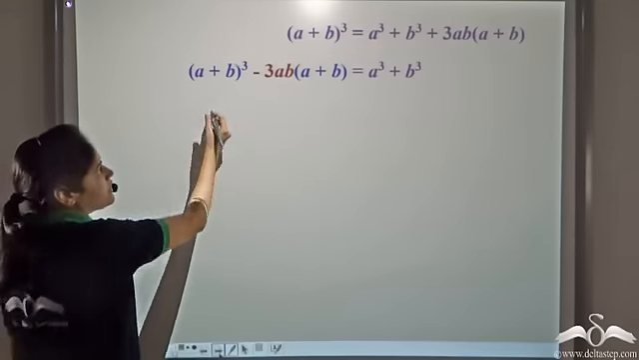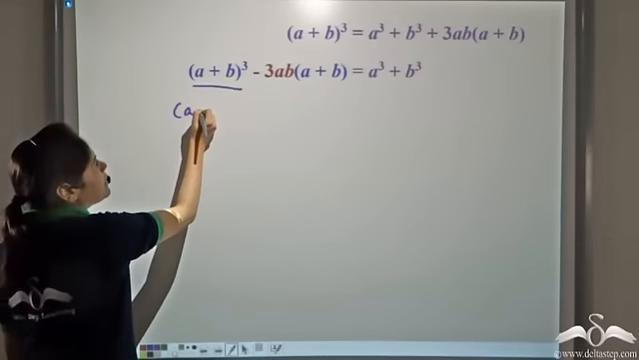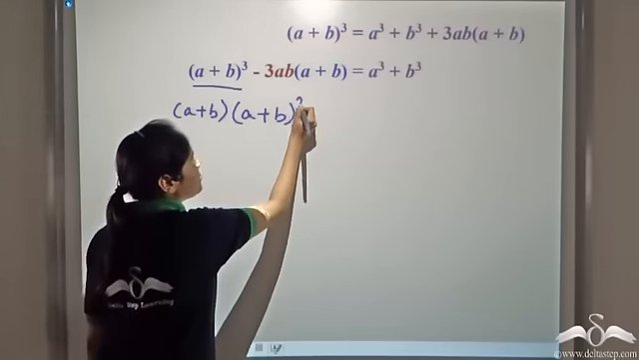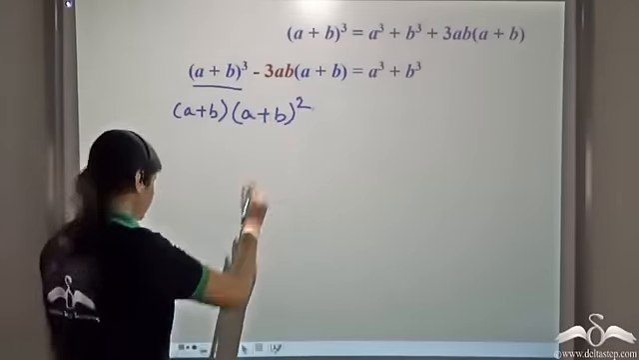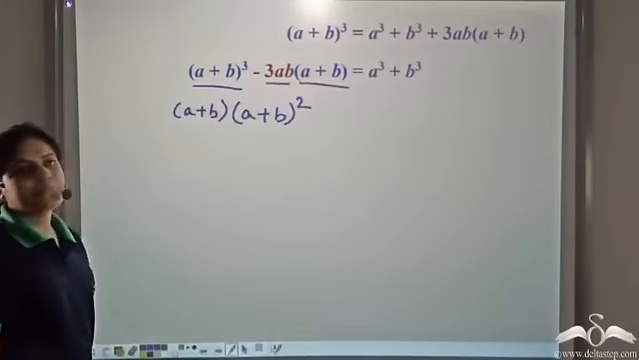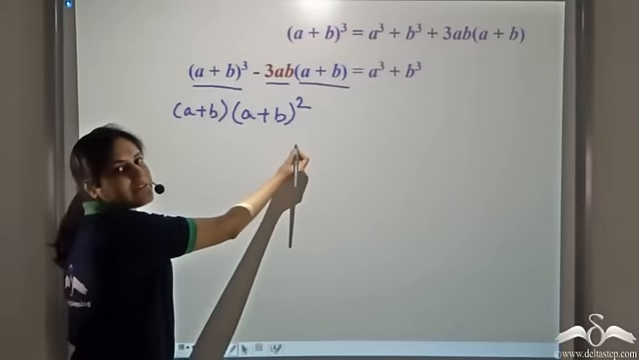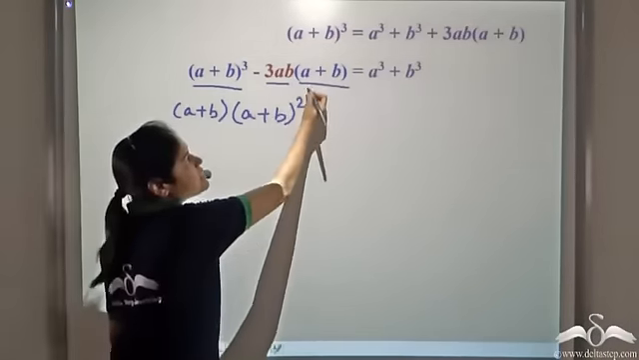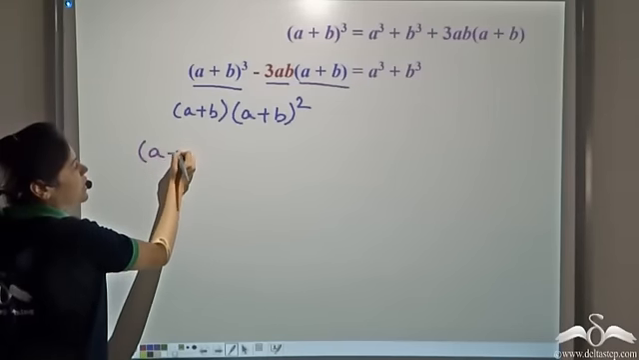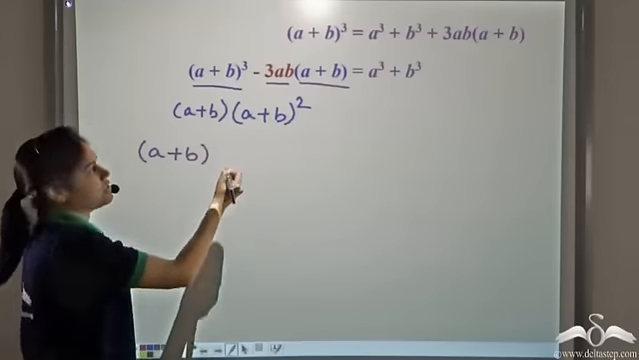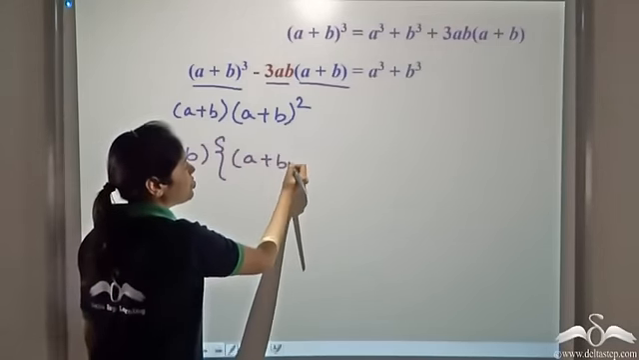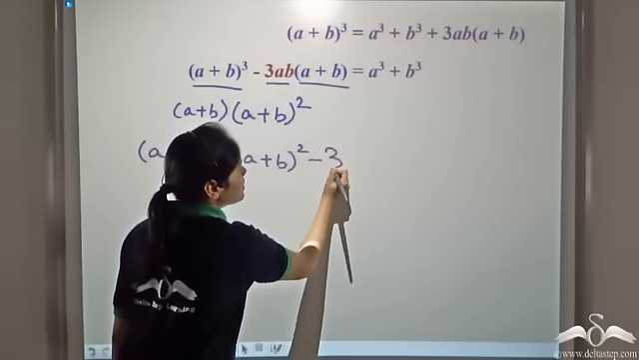Now observe that this is a plus b into a plus b whole square, and this is a plus b into 3ab. So a plus b is multiplied with a plus b whole square, and a plus b is multiplied with negative 3ab. So we can take a plus b common from the two terms and write it as a plus b whole square minus 3ab.